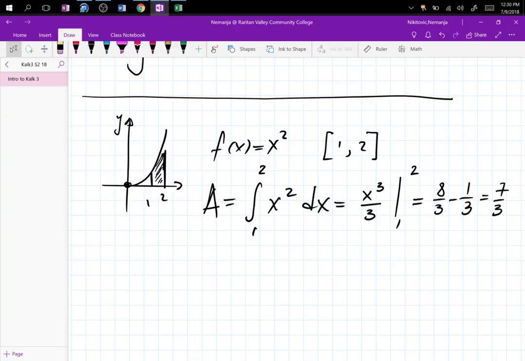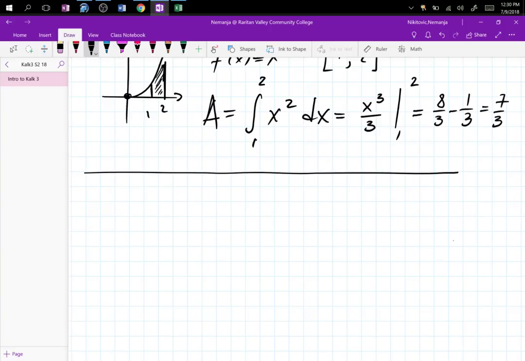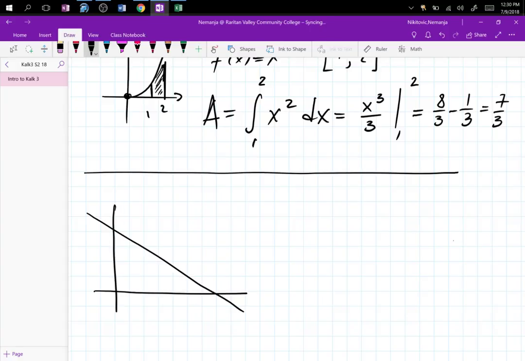So now what I want to do is take a look at the triangle. Now this triangle has 1, 2, 3, 4, 5, 6, 7, and 4. There we go. So 7 and 4. We can calculate the area of this triangle by using 1/2 base times the height, and in our case that's going to be 1/2 times 7 times 4, which is clearly 14.